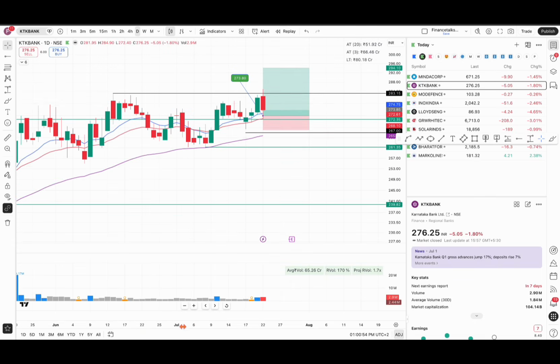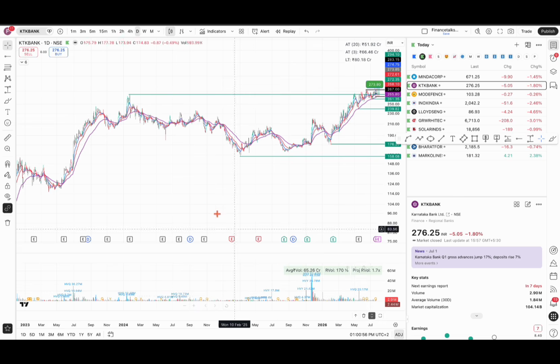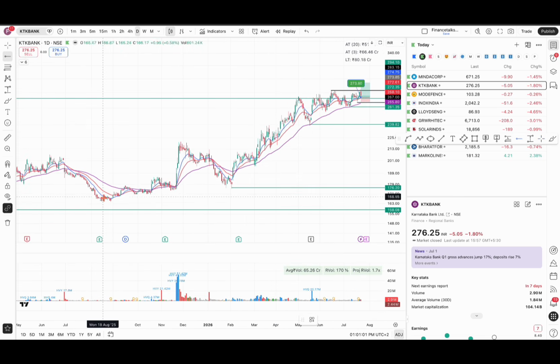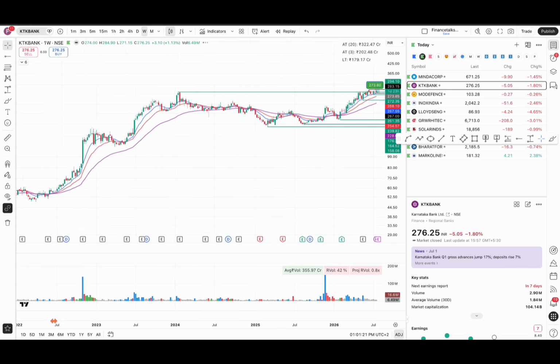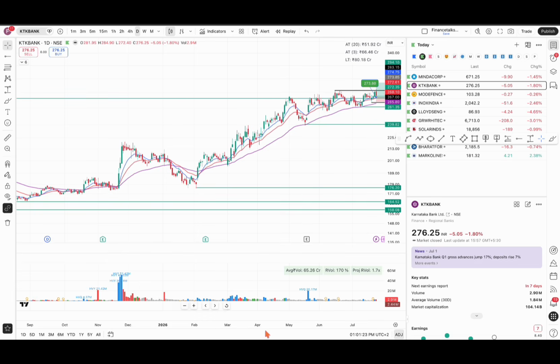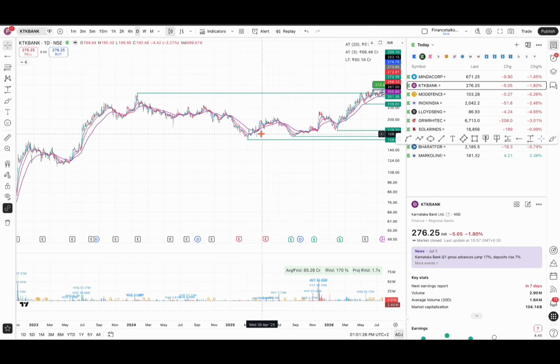Let's go to the daily. In the daily there's a cup formation, a base formation over here, then a base formation at this level, then another base formation at this level. After that there was an all-time high touched on 4th May 2026, and then the prices came down to the level of 239. So basically on the daily we see that the contraction is going up and up.